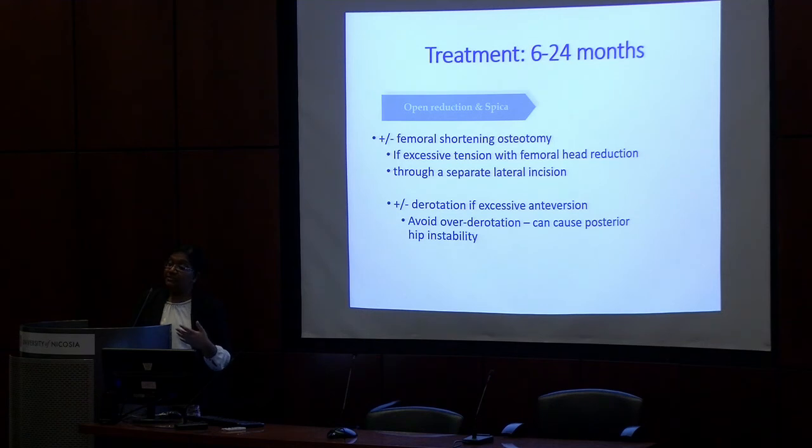If they're a little bit older and the hip has been out of joint for some period of time, then when you bring the femur down into the acetabulum, there might be a lot of tension because that femur has been sitting way high up in the pelvis. And if there is a lot of tension when you try and do the reduction, you might actually need to take a chunk of the femoral shaft out. You might need to shorten the femur in order to get it to sit there without any tension. Okay, and that's done through a separate incision. And at the same time, if you feel like they're anteverted too much, which is rare, but it can happen, then you can derotate the femur at the same time.